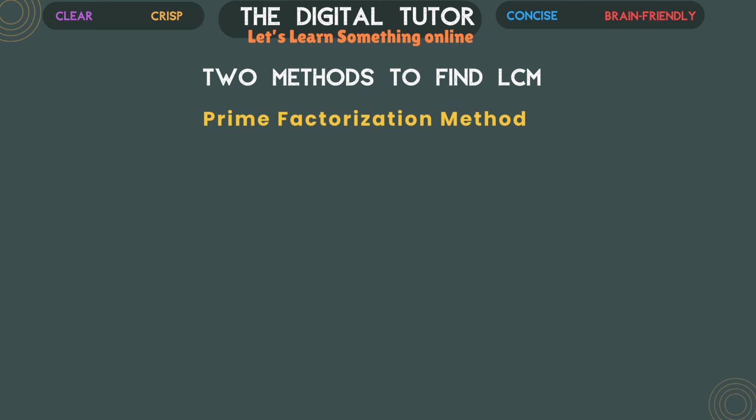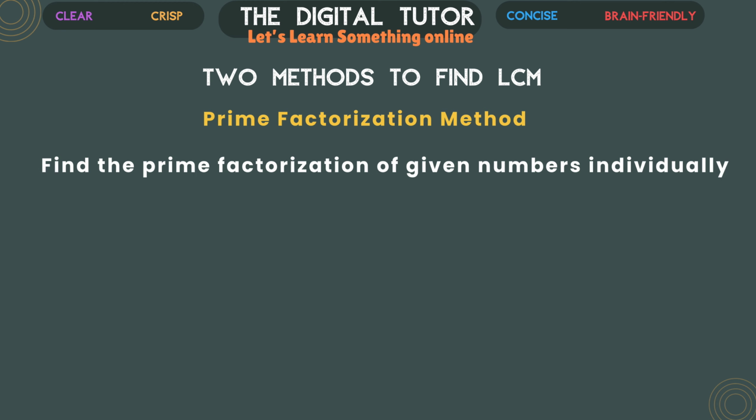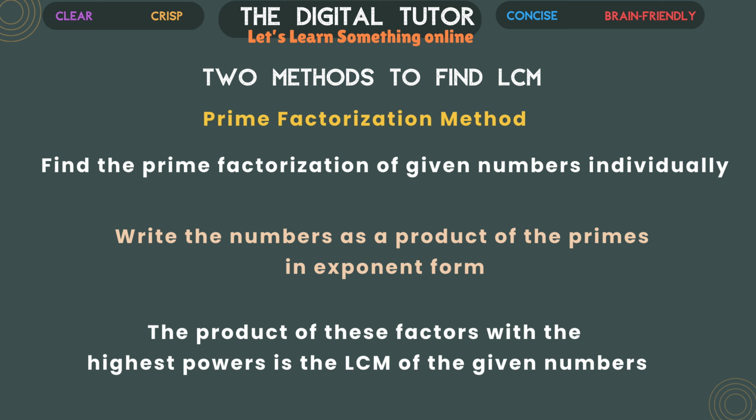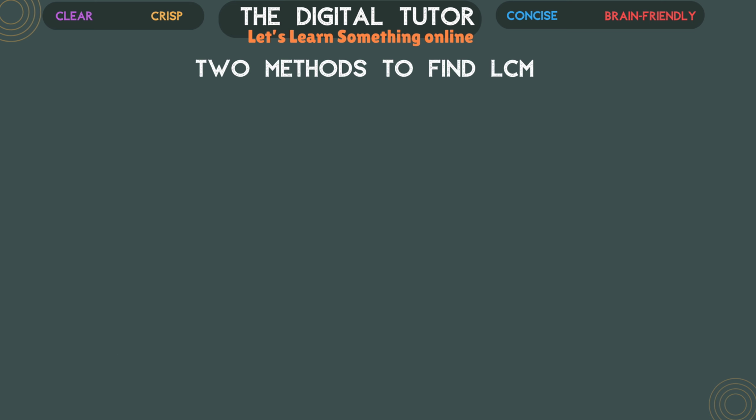So we'll look at two methods to find LCM. First one is the prime factorization method. Find the prime factorization of the given numbers individually. Write the numbers as a product of the primes in exponent form. The product of these factors with the highest power is the LCM of the given numbers.